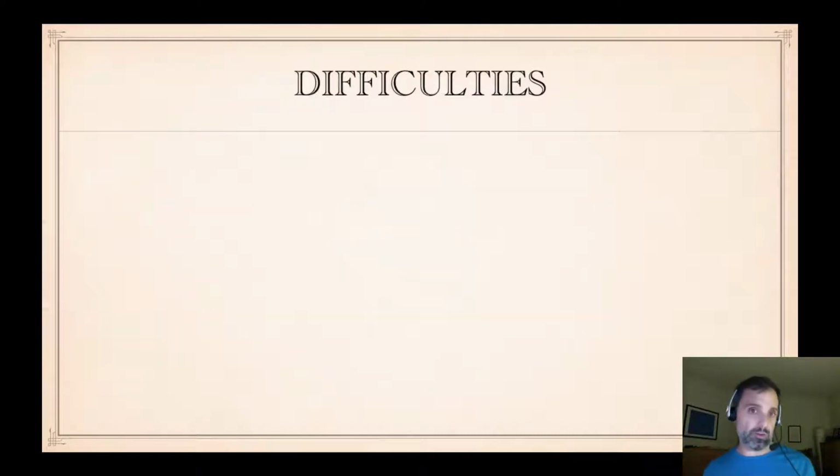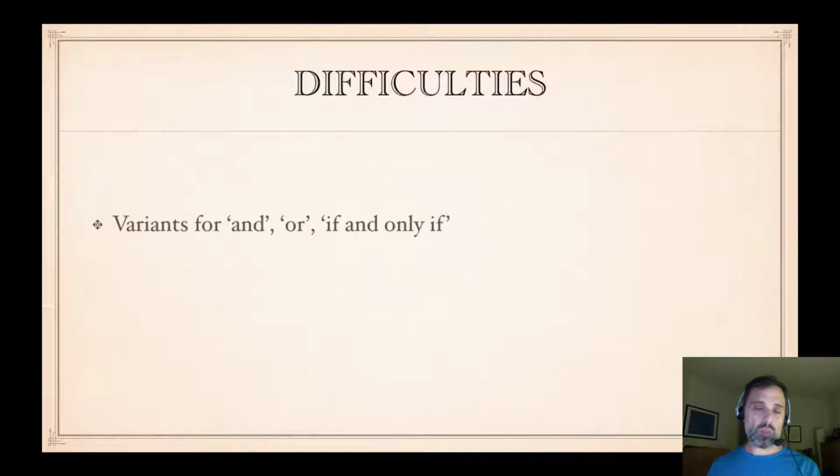So what are the difficulties? Well, just as if-then has different variants, like given that, assuming that, and only if, so and, or, and if and only if also have variants. So you need to know those and recognize, okay, this phrase is a variant for and, or, if and only if. Then there are some issues with scope.